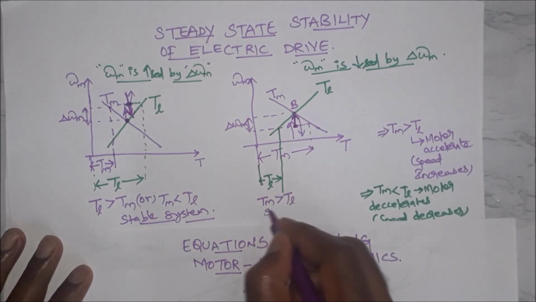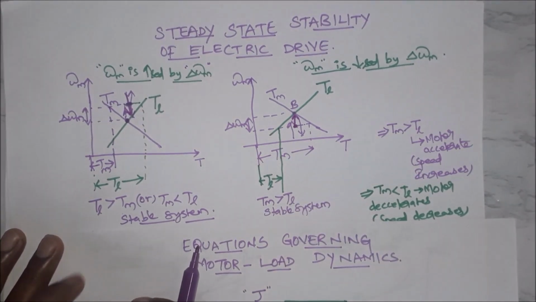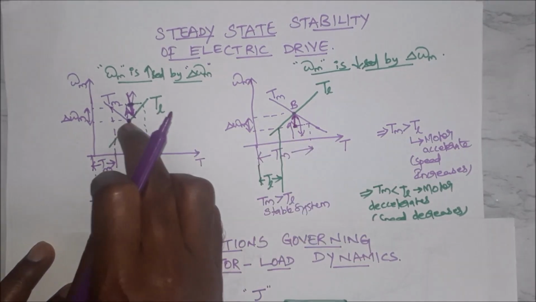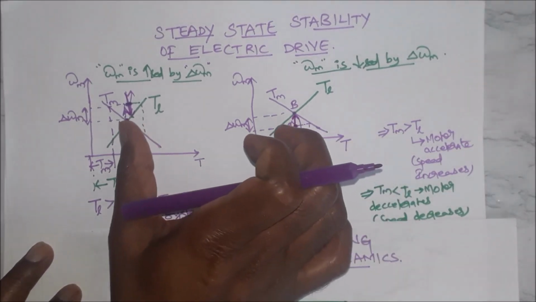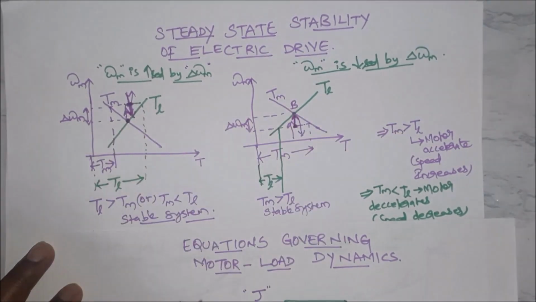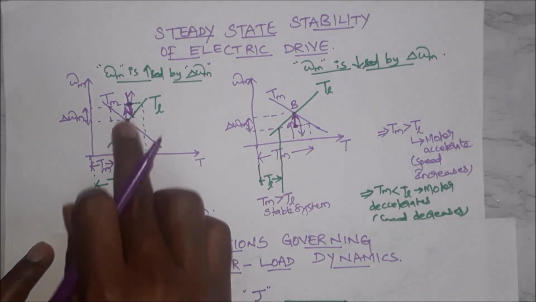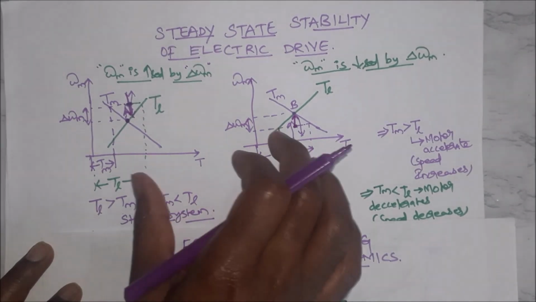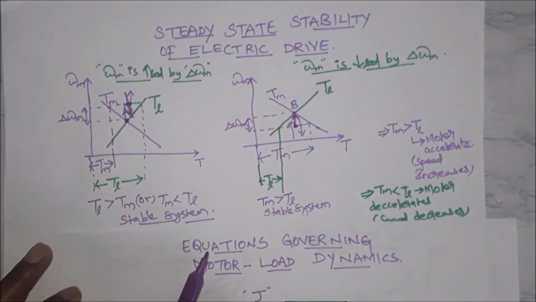Hence this system is a stable system. So from these two observations, what we come to conclusion is, even if you increase the speed or even if you decrease the speed, these two operating points, A and B, are again coming back to the original position. Therefore even if you create any disturbance or increase or decrease the speed, again it is coming back to the original position. Hence this system is called a stable system. Such a point is called an equilibrium point.